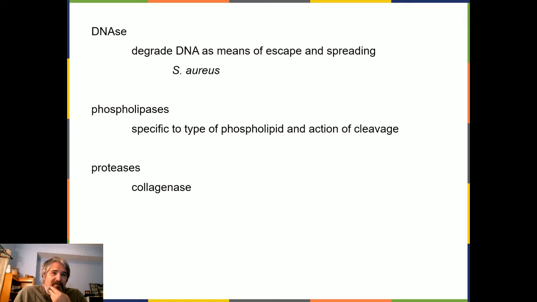So DNases again, phospholipases, and proteases, including collagenase. Phospholipases are specific to the type of phospholipid and have a particular action of cleavage. And with DNases, you're degrading DNA as a means of escaping and spreading. Staphylococcus aureus being adroit in this capability.